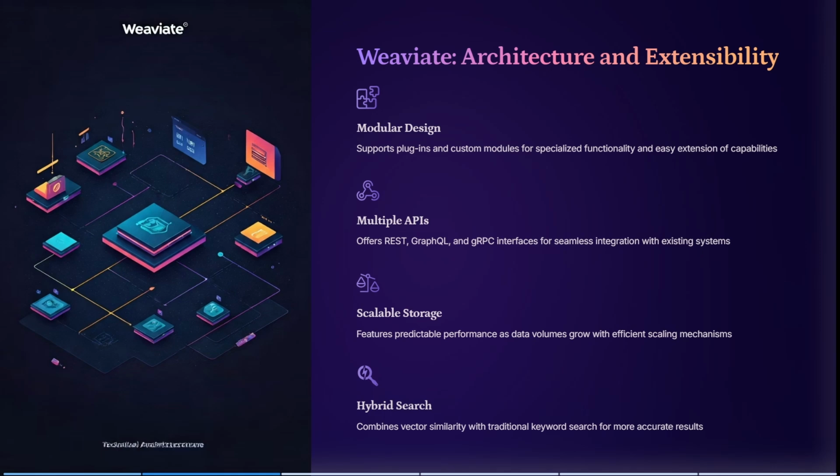Weaviate also supports plugins and custom modules for specialized functionality and easy extensions of capabilities. It offers REST, GraphQL, and gRPC interfaces for seamless integrations with existing systems. It also features predictable performance as data volumes grow with efficient scaling mechanisms. It combines vector similarity with traditional keyword search for more accurate results.